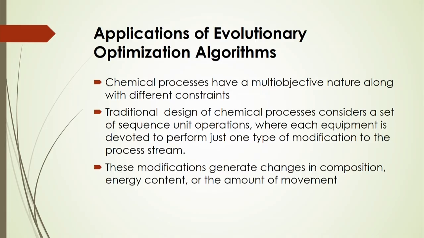And in this case, the traditional design of a chemical process considers a sequence of unit operations, where each piece of equipment is generally developed to perform just one type of modification to the process stream. That modification generates changes in composition, energy content, or the movement of phases. That is why chemical processes which have a multi-objective nature along with different constraints can be evaluated by the evolutionary optimization algorithm.